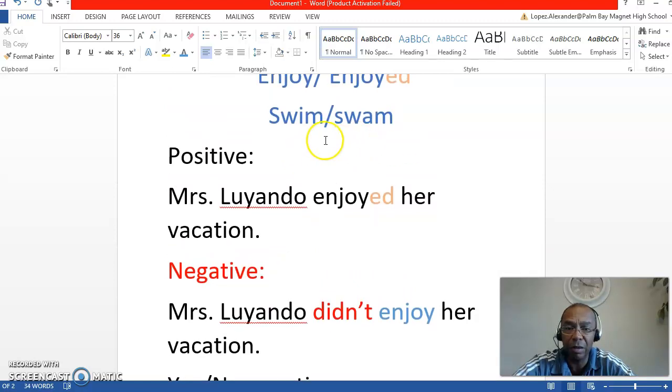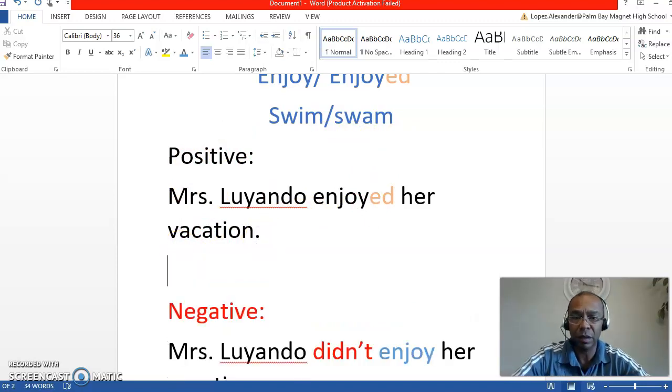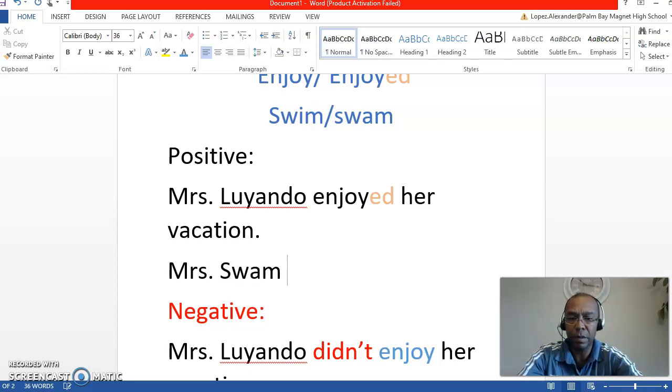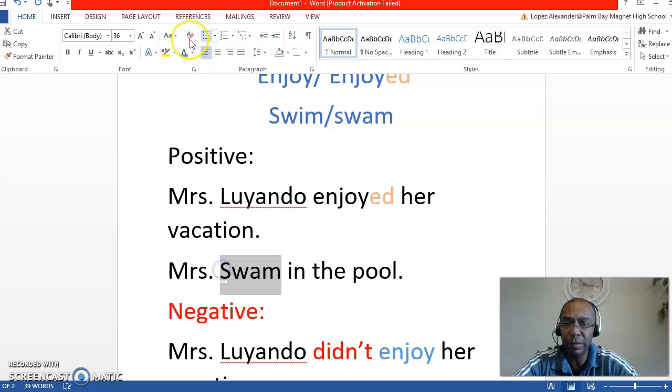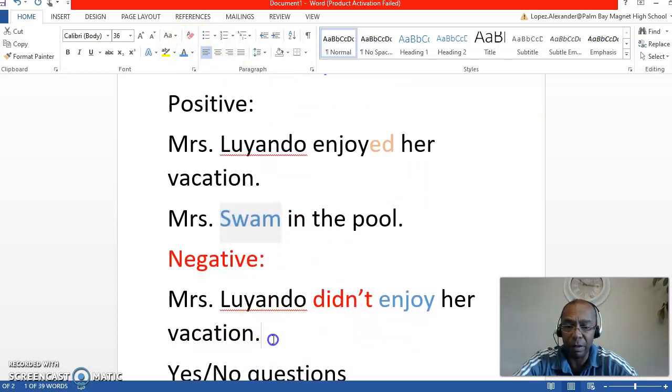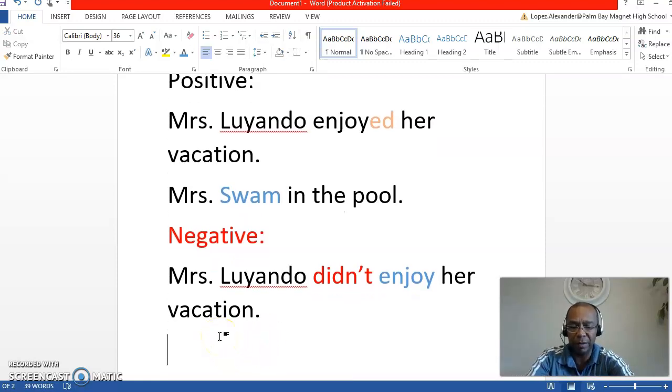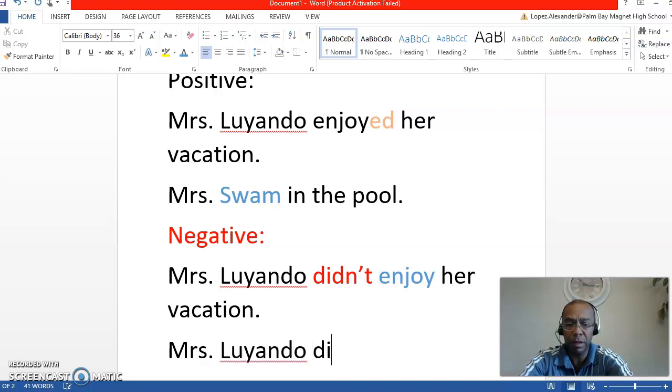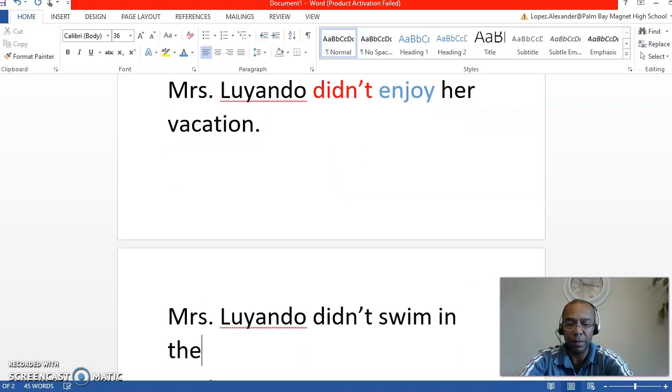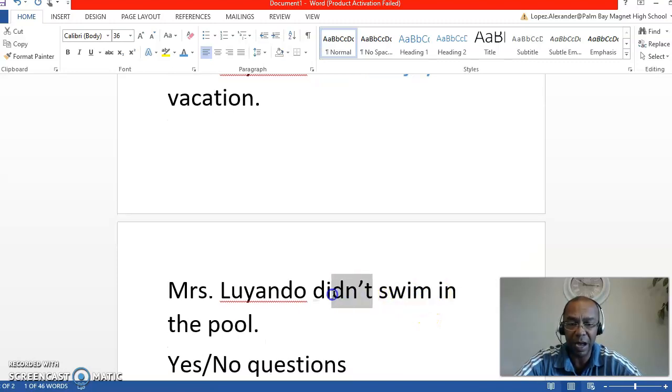Now if you do something like the verb to swim, okay? Let's do it positive. Mrs. Luyando swam in the pool. Notice that she swam. The verb is to swim right here, so you don't have to do anything to it. Now, if you are going to establish that it's negative, you say Mrs. Luyando didn't swim in the pool because she was too cold to swim in the pool, right? Notice right here the verb did not change because you have didn't, right?